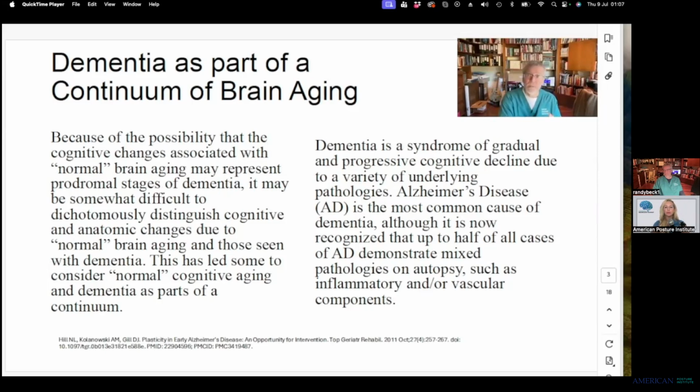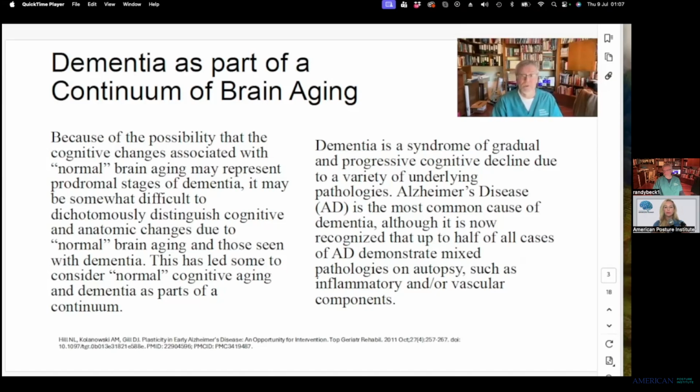So we start with loss of function from normal aging along this continuum, and then eventually develop into some kind of dementia, the most common type of dementia, which is Alzheimer's. Basically, dementia is a syndrome of gradual progressive cognitive decline due to a variety of underlying pathologies. We don't understand what all those pathologies are at the moment, but they're complicated and there are many.